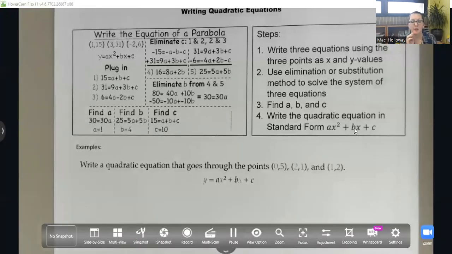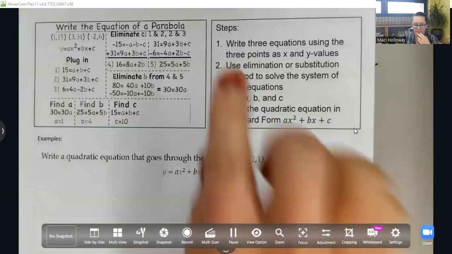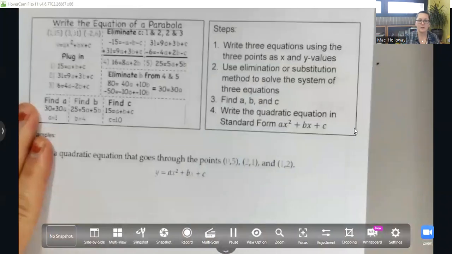All right, we have talked about all three forms of quadratics. We've factored quadratics. We've solved quadratics. Now we're going to write the equation of a parabola or a quadratic function given 3 points. So here are our steps for writing the quadratic function given 3 points.